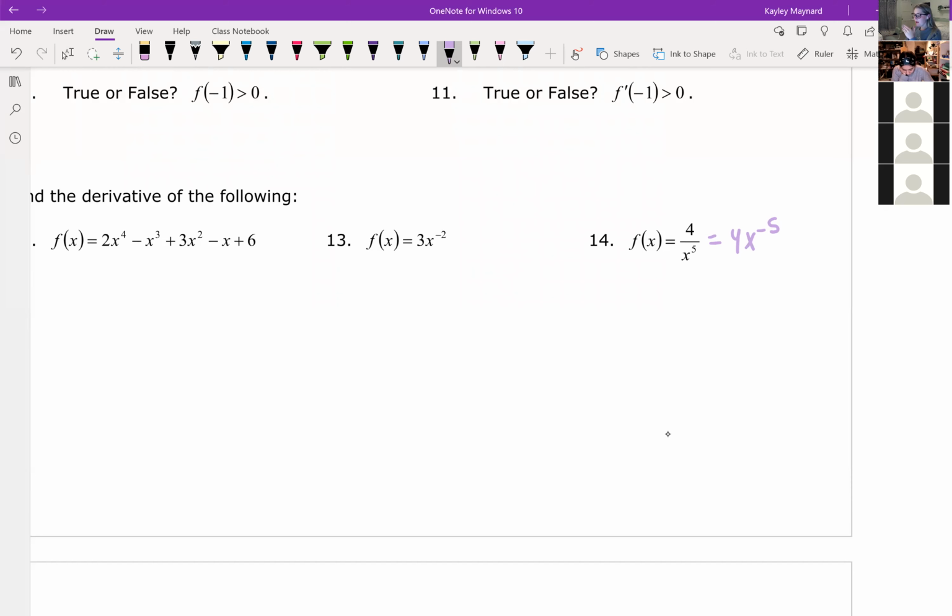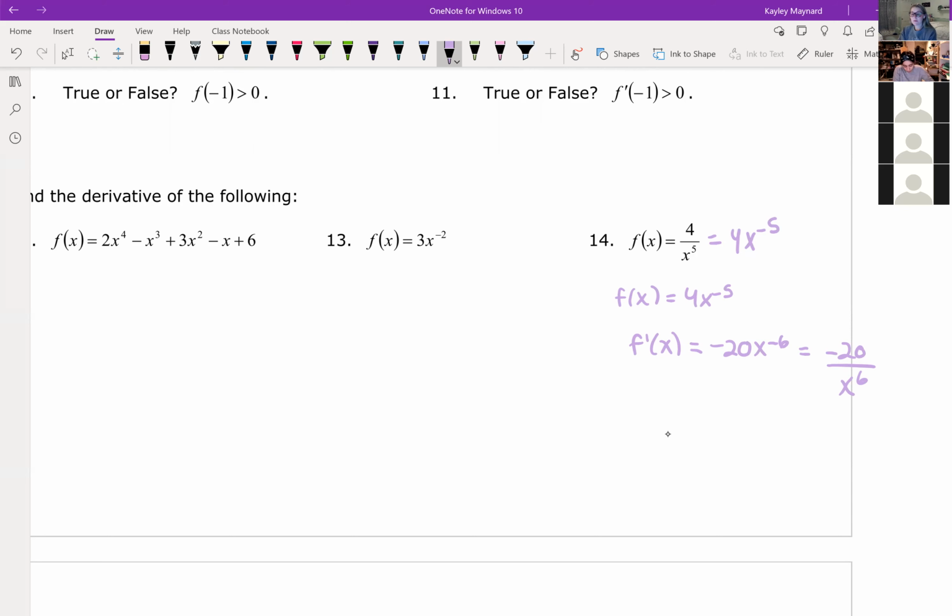Just bring up the x to the 5th as x to the negative 5th, because then it just becomes a power rule. So f of x is equal to 4x to the negative fifth, which means f prime of x is equal to negative 20x to the negative sixth, which is negative 20 over x to the sixth. Whenever you can make it easier on yourself and bring up the x to the fifth as x to the negative fifth power, do it. It'll make your life a little easier.